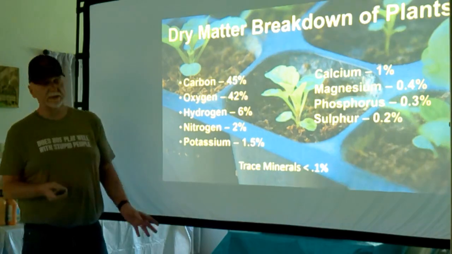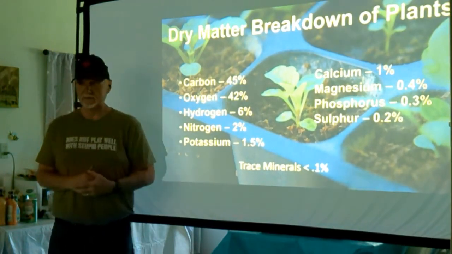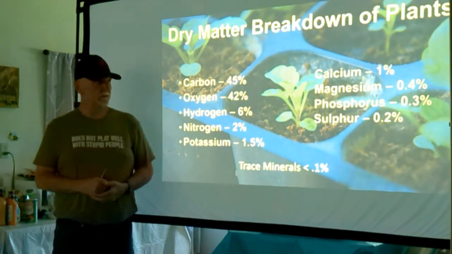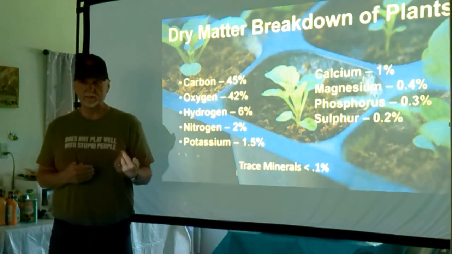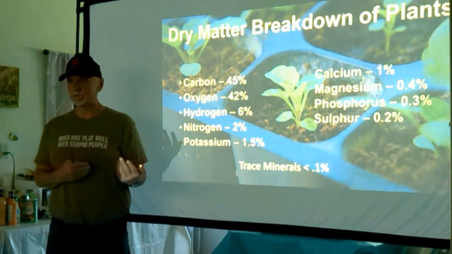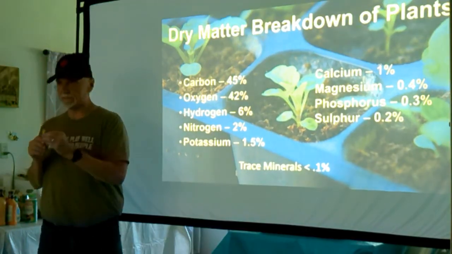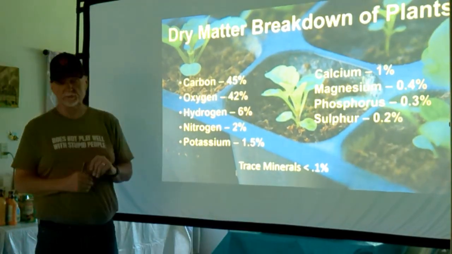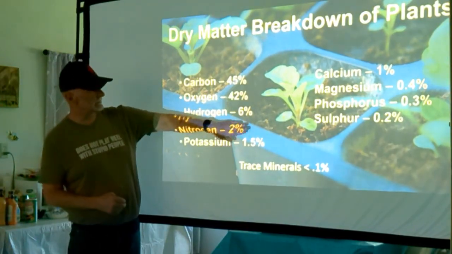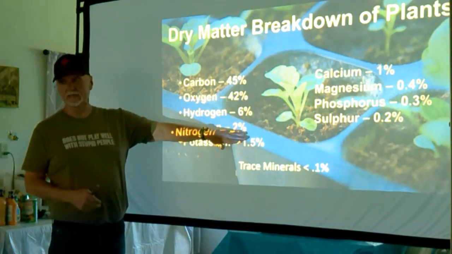Anyway, so, dry matter breakdown of plants. I don't know how many of you realize, but a plant is 45% carbon. That's almost half of the plant. However, we'll see in a minute that we don't ever add carbon as a fertilizer. We always add NPK. But even in that, 42% of the plant is oxygen. 6% is hydrogen. Those 3, if you were to grade yourself, you got a high B or an A minus.